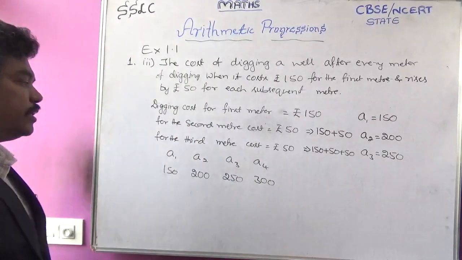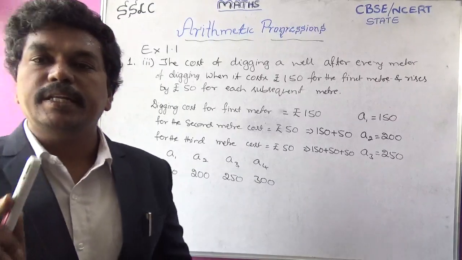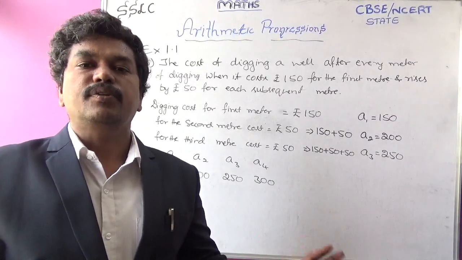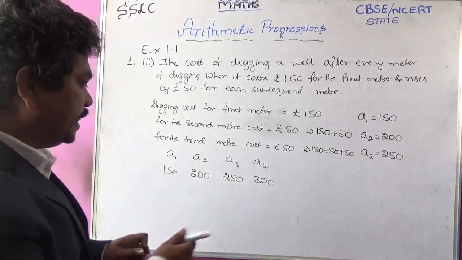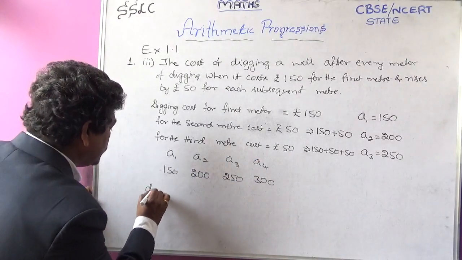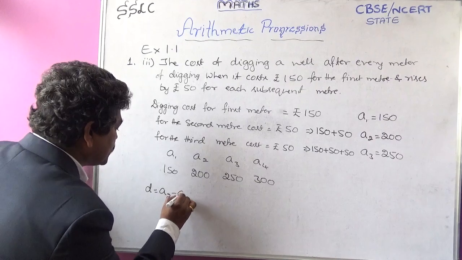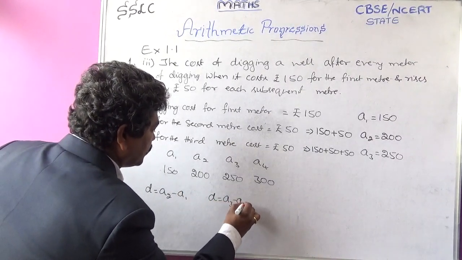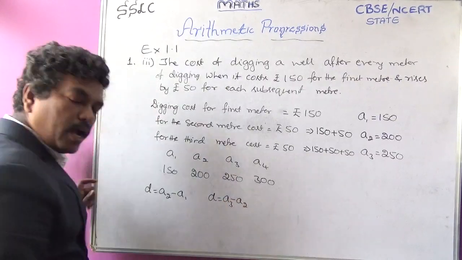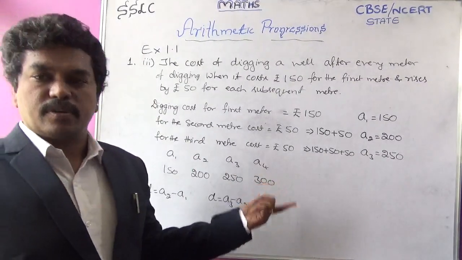So we have to find out whether these terms are in AP or not. These terms, are they an arithmetic progression or not? How can you find it? We have to find out the D. What is the D? D is equal to A2 minus A1, and also D is equal to A3 minus A2, and also another term, A4 minus A3.